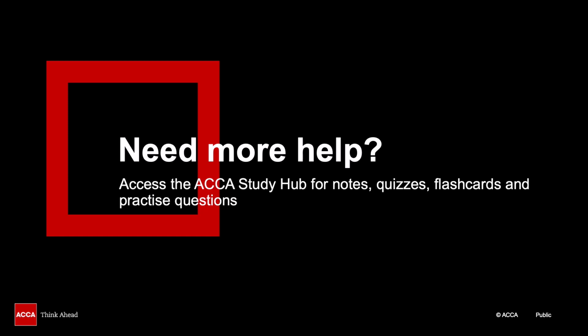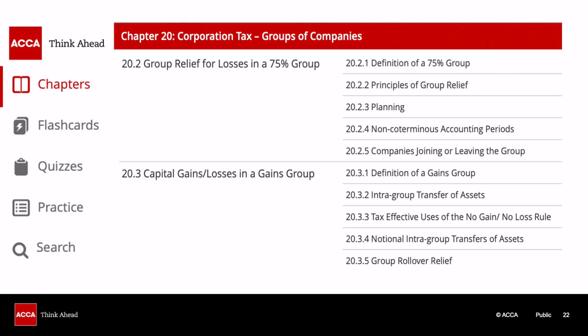Now, if you need to revise these different group structures and look at some of the further issues, such as the sale of an asset outside of a chargeable gains group, then there's some excellent resources available to you for free in the ACCA Study Hub. If you're looking specifically for further detail on the topics we have discussed in this session, I recommend you have a look at Chapter 20 of the TX Study Hub. This chapter covers corporation tax groups that we have looked at today.